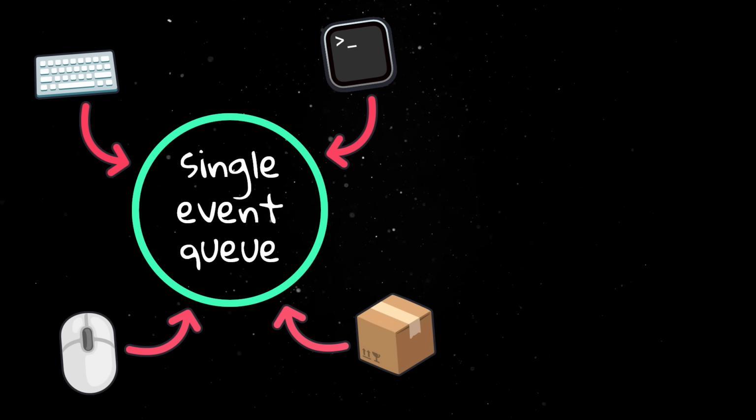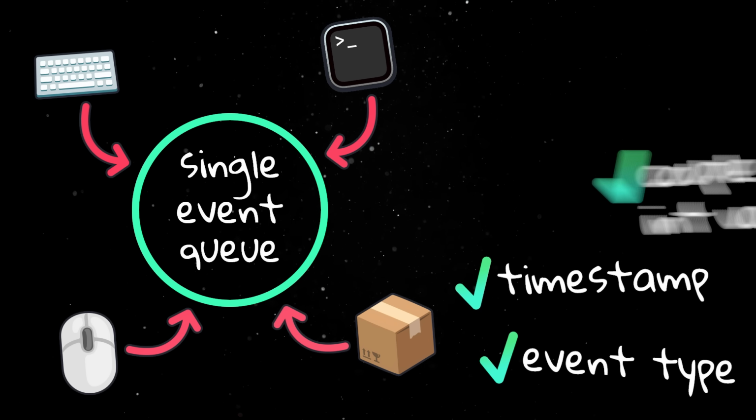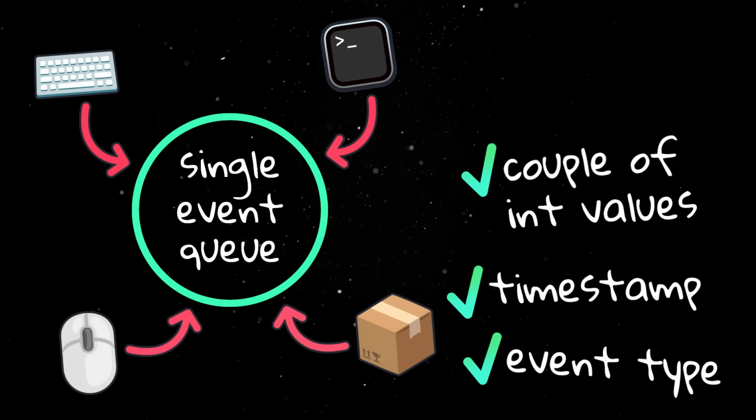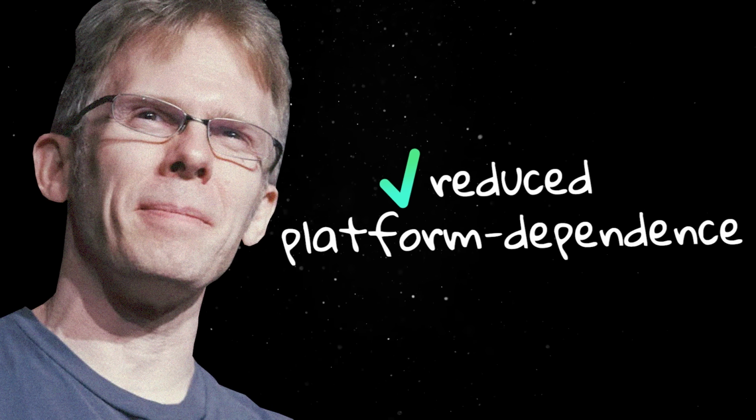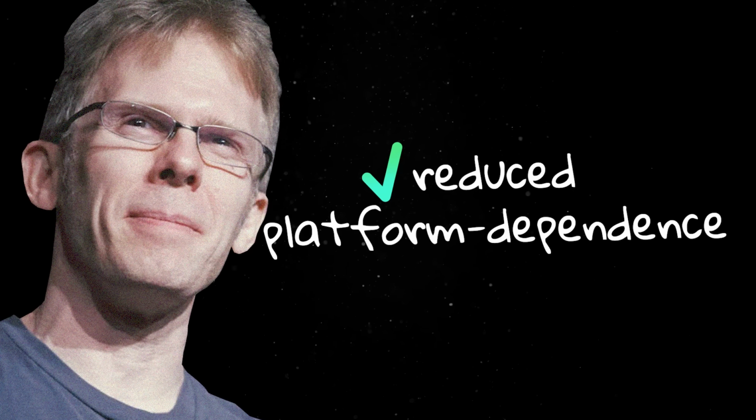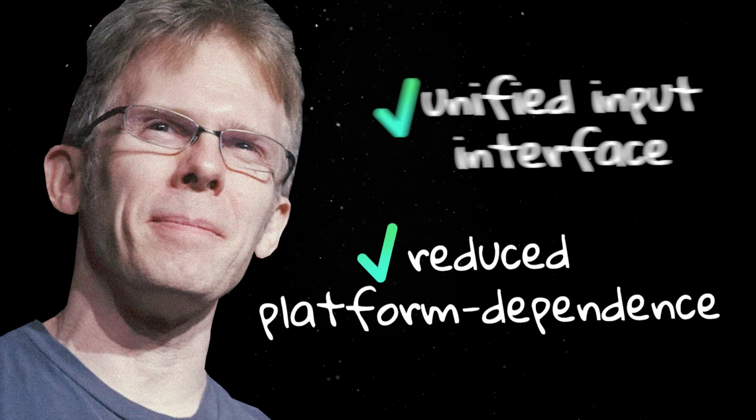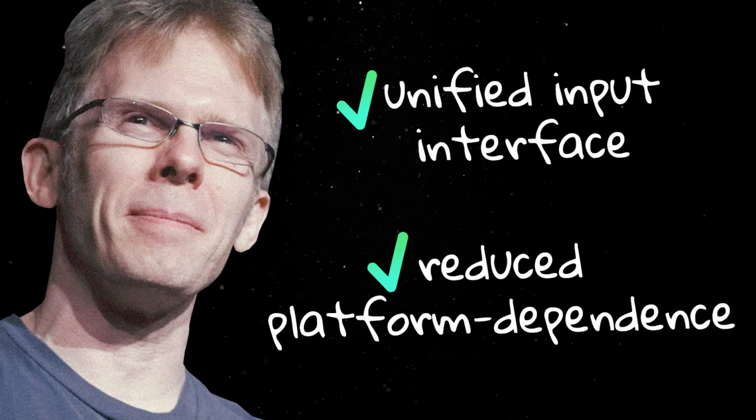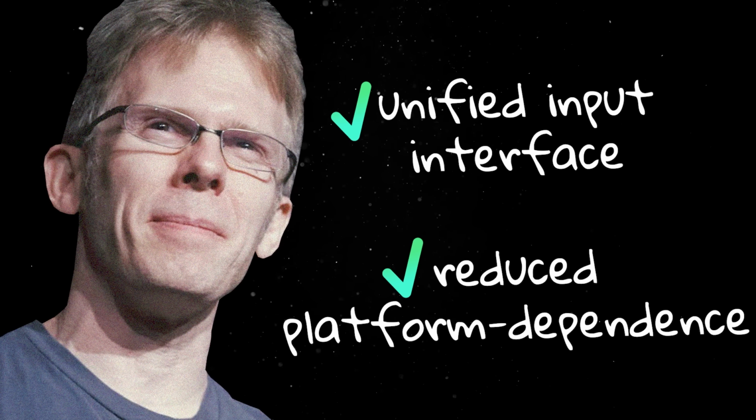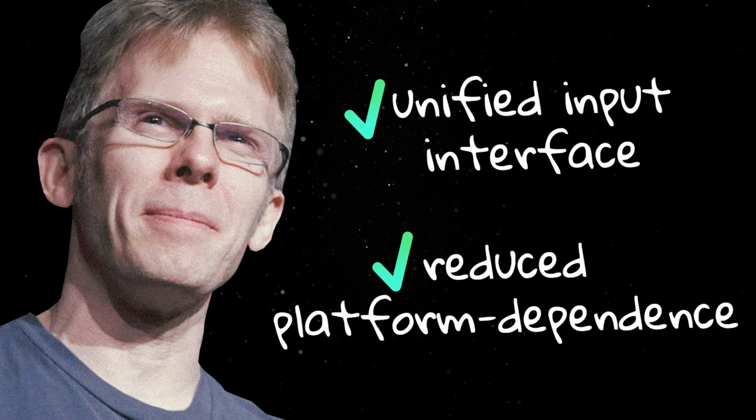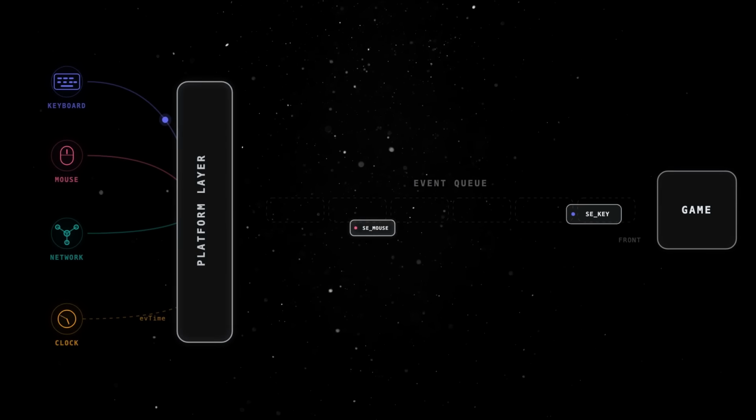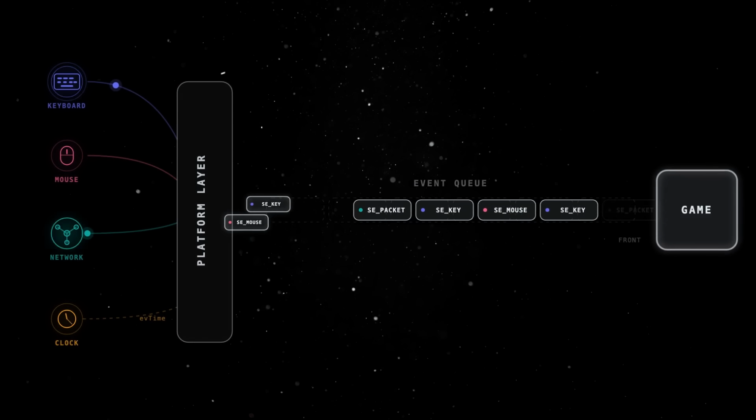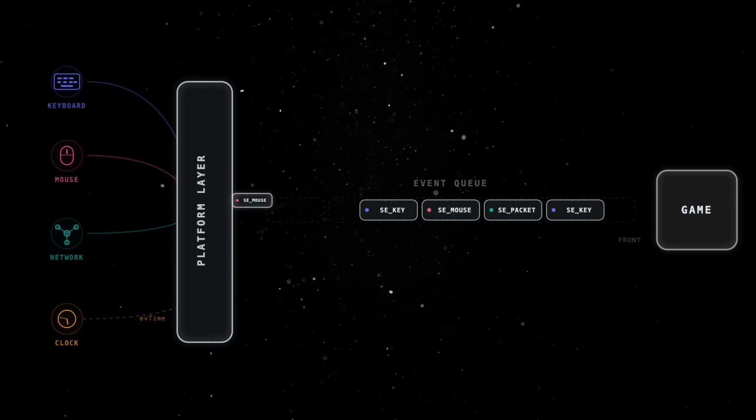That structure contains a timestamp, an event type, a couple of integer values, and, when necessary, a pointer to additional data. Carmack wanted to reduce the number of places where platform-specific code entered the engine and replace a collection of separate polling paths with one predictable interface. So, instead of allowing each subsystem to reach into the operating system whenever it needed input, the platform layer collected those inputs, translated them into engine events, and pushed them into a central queue for the rest of the game to consume.